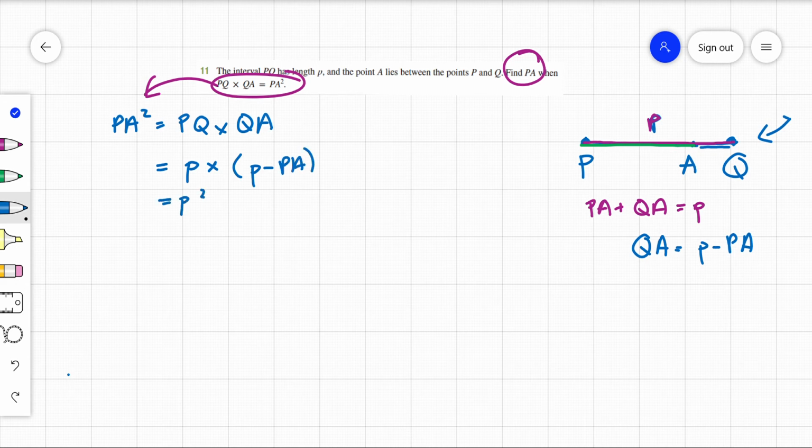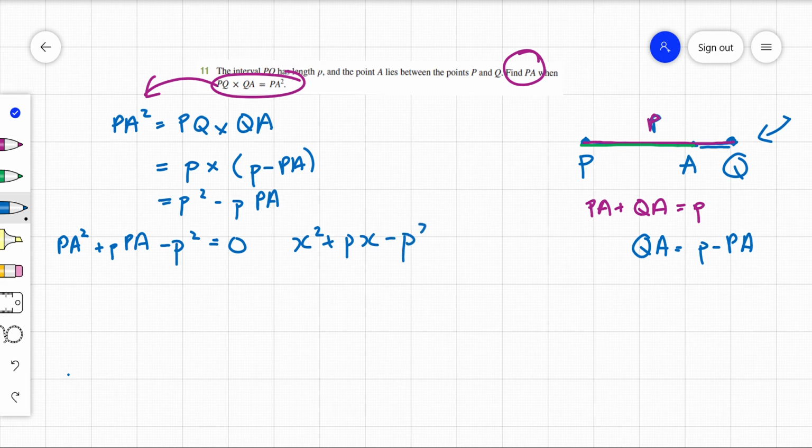Expanding that out, we get p squared minus little p, PA. If I put everything on the left-hand side, I have PA squared, I'm going to add the p lots of PAs, and I'm going to minus the p squared, that equals 0. So just putting everything on one side. If you think about it, it's a quadratic in PA. If I swapped PA to x, it would be x squared plus px minus p squared equals 0. So when the question says find PA, it's the same as find x. But I'll do it over here anyway.